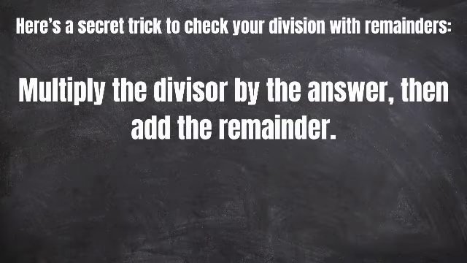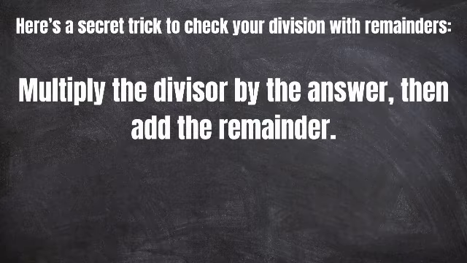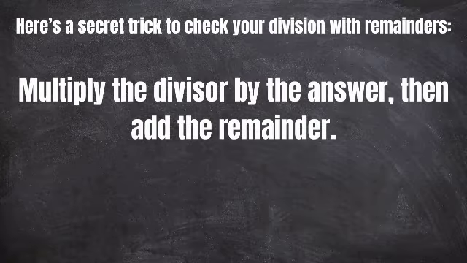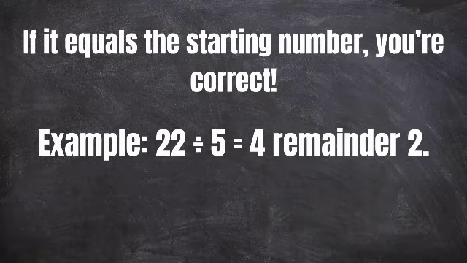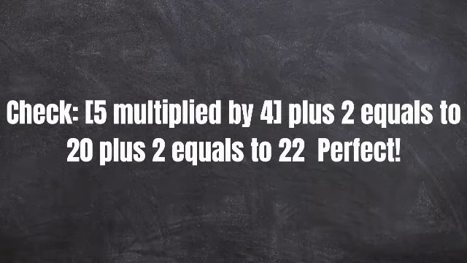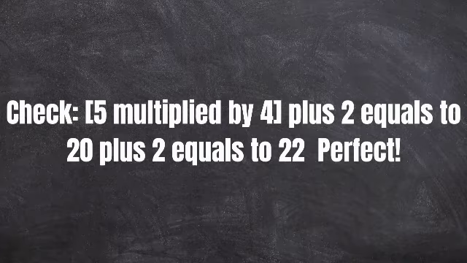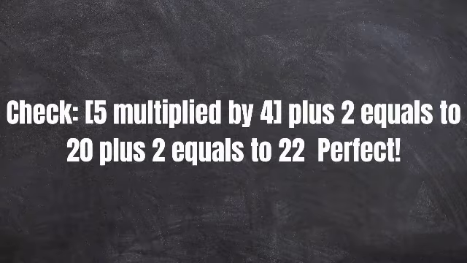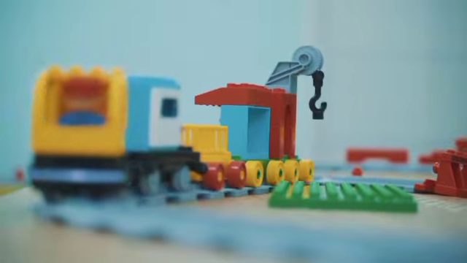Here's a secret trick to check your division with remainders. Multiply the divisor by the answer, then add the remainder. If it equals the starting number, you're correct. Example: 22 divided by 5 equals 4, remainder 2. Check: 5 multiplied by 4, plus 2, equals 20 plus 2, equals 22. Perfect!